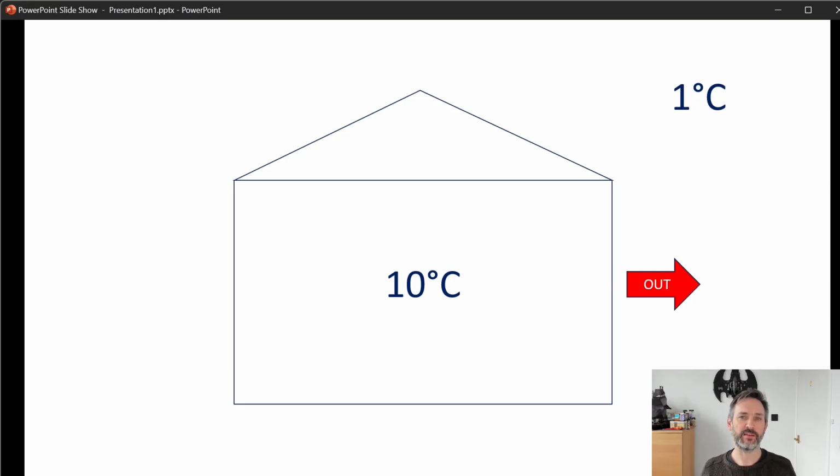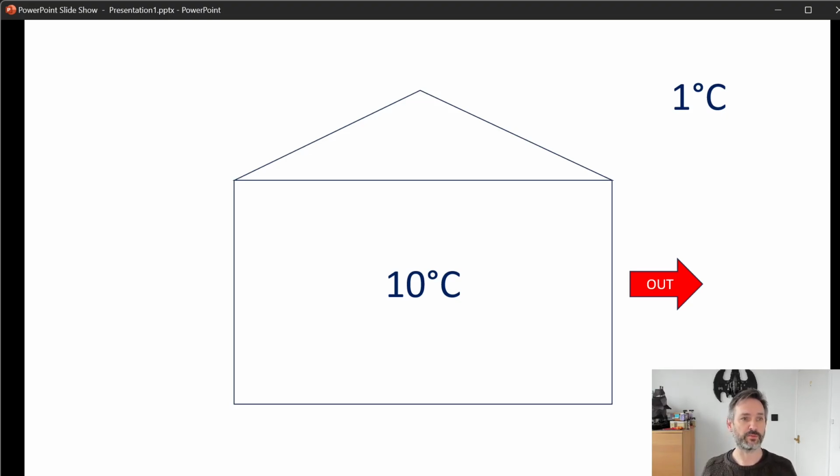So unless some heat is introduced into the system, eventually the inside of the house will reach the same temperature as the outside of the house, and we'll both have 1 degree, and heat flow at that point will stop as we've reached an equilibrium. If we now go back to our example house, it's 10 degrees inside, it's 1 degree outside, and we've got a certain amount of heat flowing out of the house.